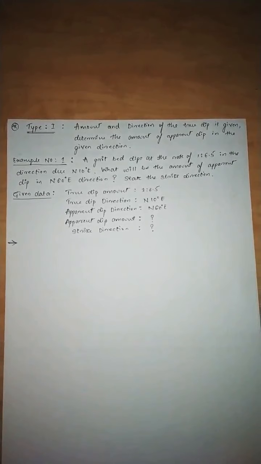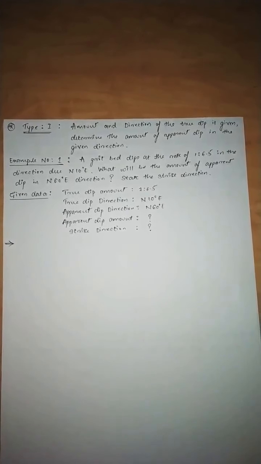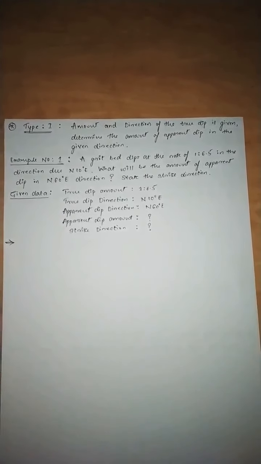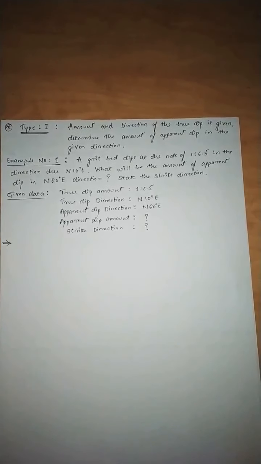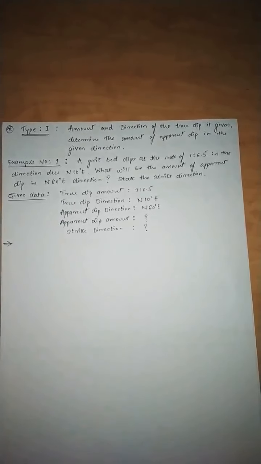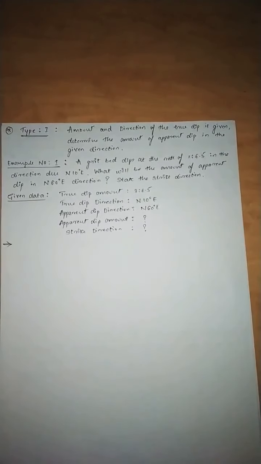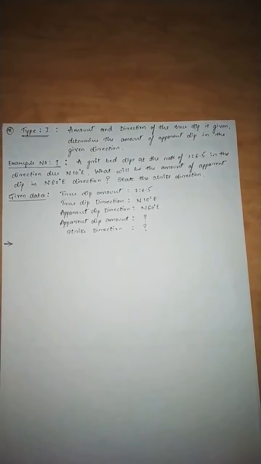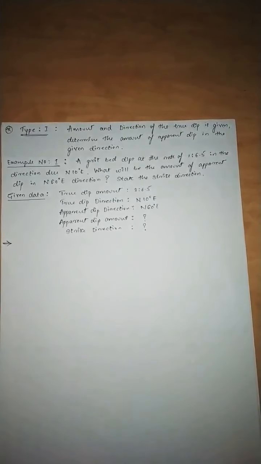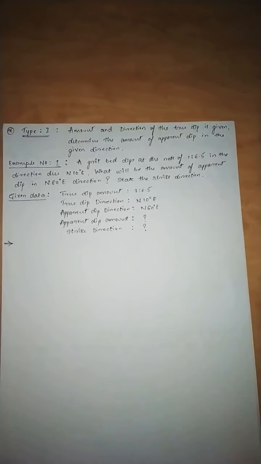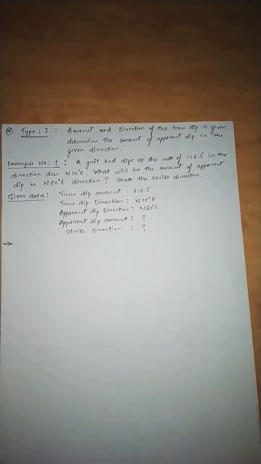Example number 1. The problem is like this: a grit bed dips at the rate of 1:6.5 in the direction due north 10 degree east. What will be the amount of apparent dip in the north 60 degree east direction, and find out the strike direction.